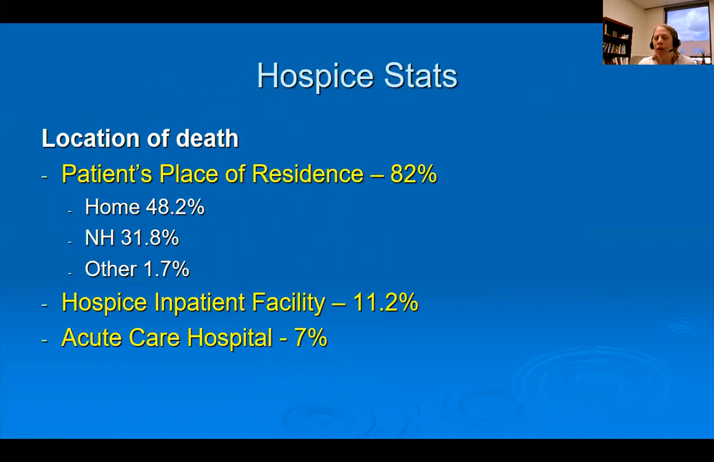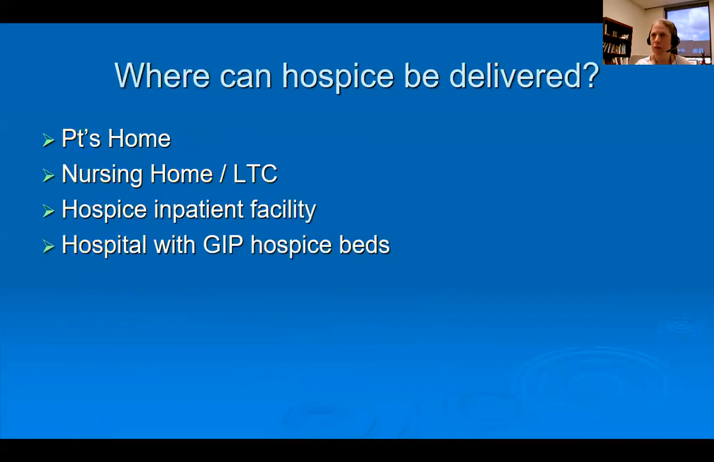Some more statistics for patients enrolled in hospice. The majority die in their place of residence. So that can be a patient's home or the nursing home. About 11% die in an inpatient hospice facility. This is a facility where patients can get around-the-clock hospice care that's outside of their home. And then some hospitals have designated hospice beds within the hospital, and that accounts for less than 10%. So this is kind of how it breaks down, but the majority of patients who have hospice care are going to die in their home or in the nursing home. All right, so that leads me to my next slide.